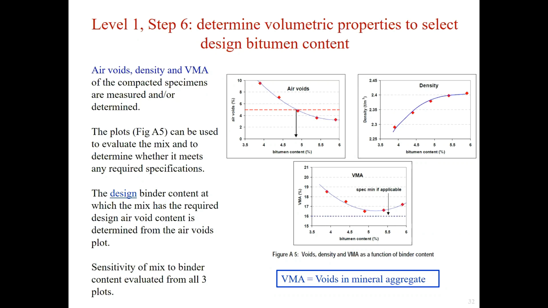For example, if the air void of 5% is required, then according to the first figure, the design bitumen content is chosen as 4.8%. Also, we could check the sensitivity of the asphalt mix in terms of these parameters to binder content from these figures. For example, if the bitumen content was increased from 4.5% to 5%, how the air voids, the density, and VMA change accordingly.